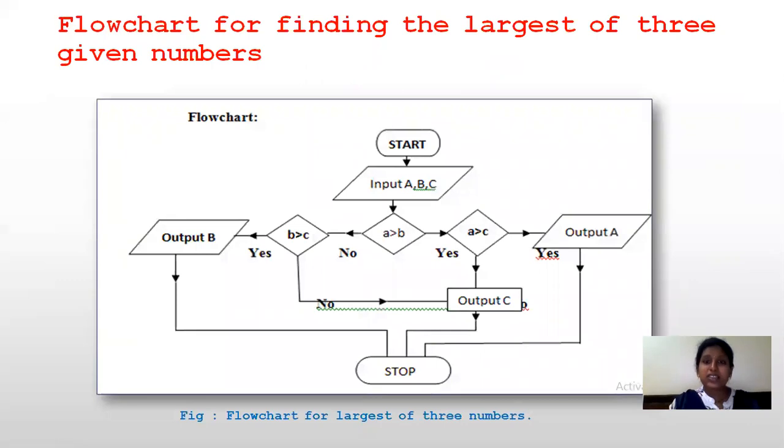This is the flowchart for the largest of 3 numbers. You need to check A with B, then B with C, and A with C, and you need to print according to that condition. You need to print whether A is greater or B is greater or C is greater, and you need to stop.